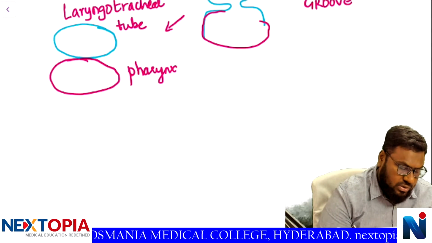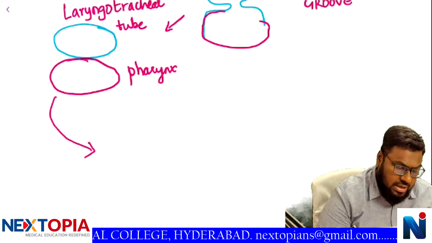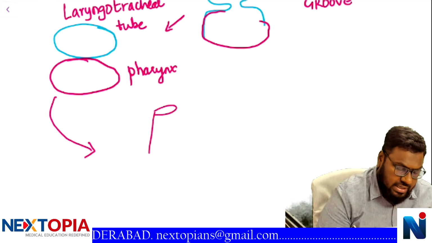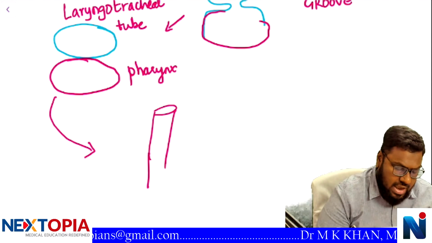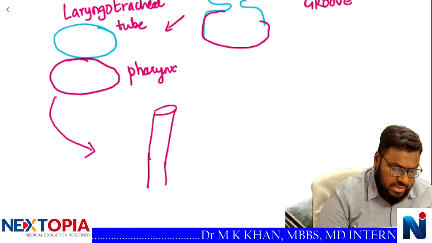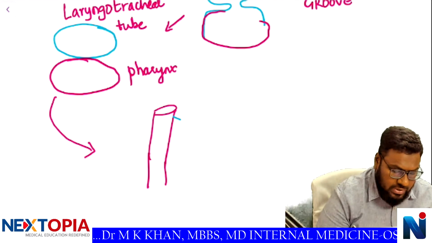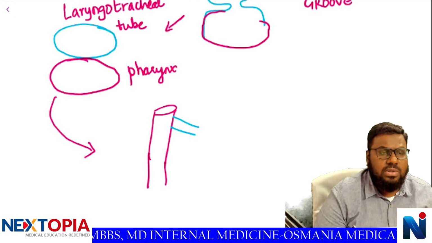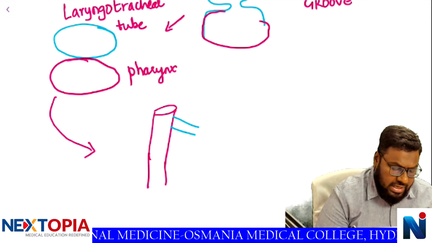Now what happens is, if you take this again, so this was a cross section, is it not? It looks something like this. So we have got the pharynx and the esophagus growing like this, and separation has already occurred. Somewhere here the laryngotracheal tube forms.